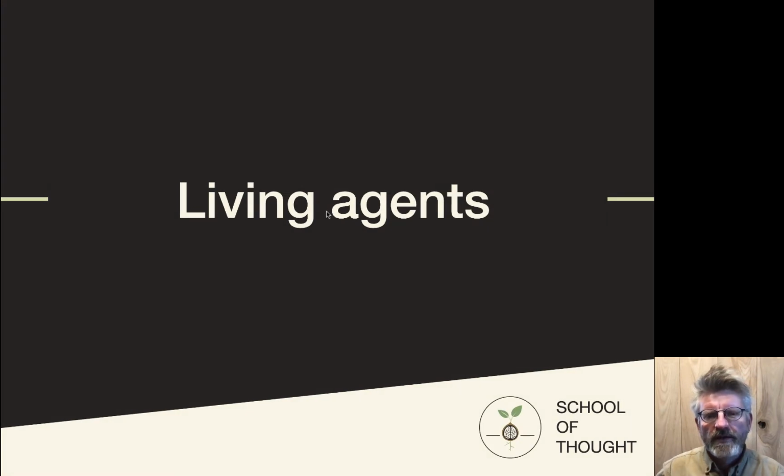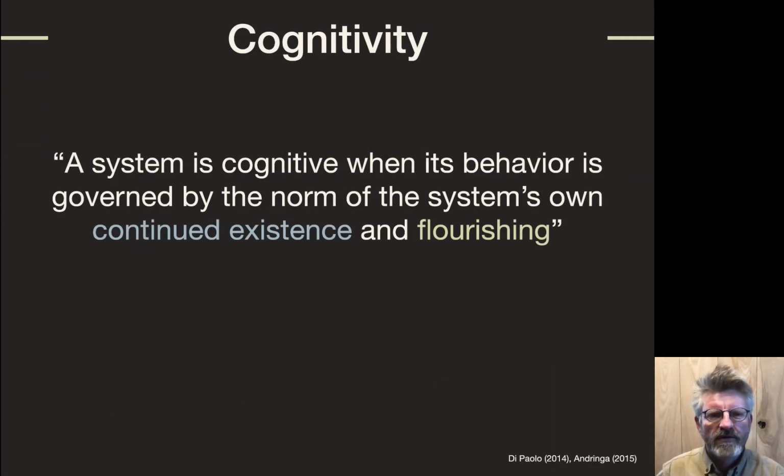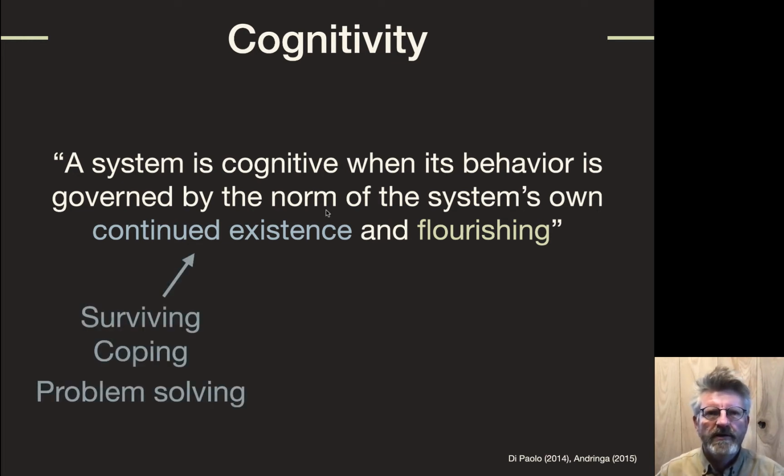So the key point of a living agent is cognitivity. And cognitivity is defined as follows. A system is cognitive when its behavior is governed by the norms of the system's own continued existence and flourishing. So cognitivity is about surviving, coping with problems, problem solving, that is the continued existence part, and flourishing.